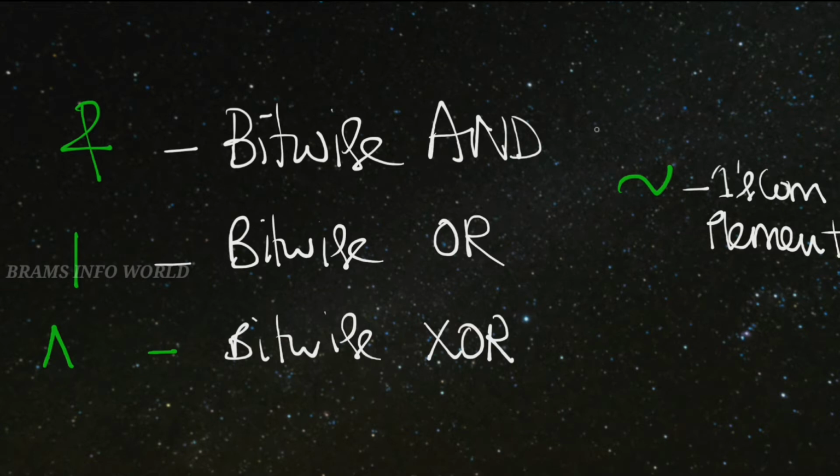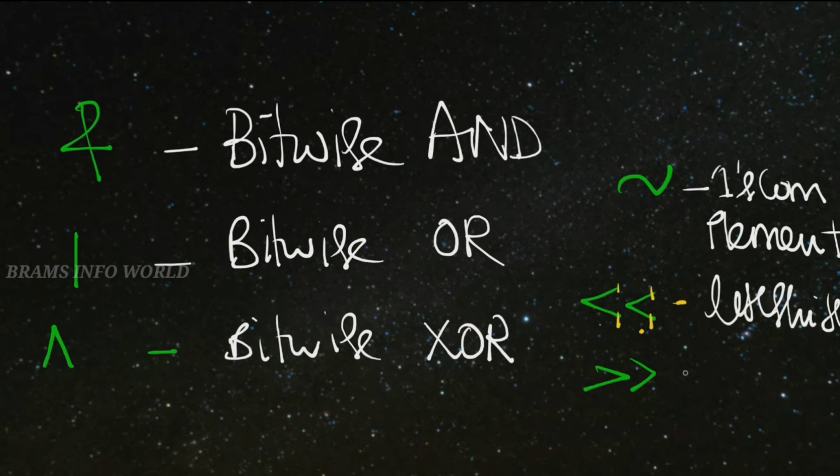There are 2 more operators, left shift and right shift. See this indication, less than and less than, we call left shift. Greater than and greater than, these corners, is called the right shift operator. So these are the basic operators of the C language.